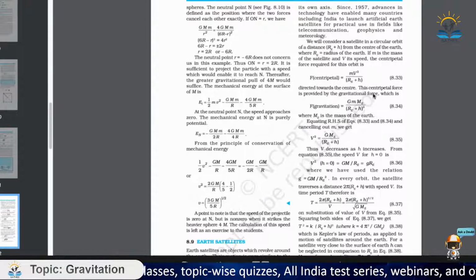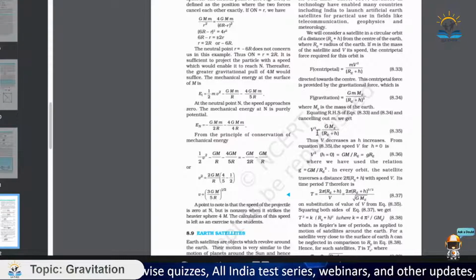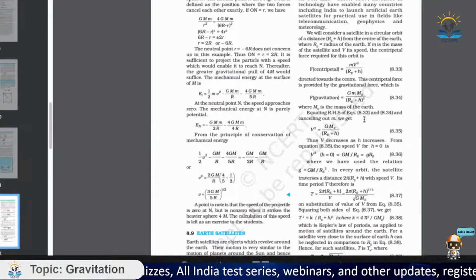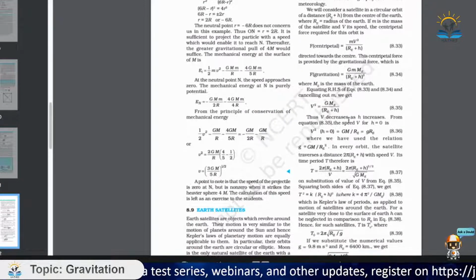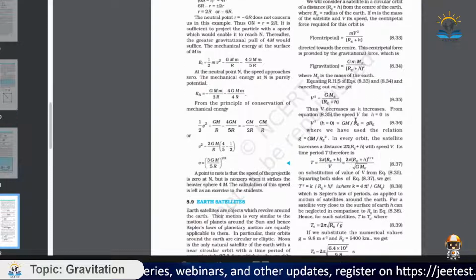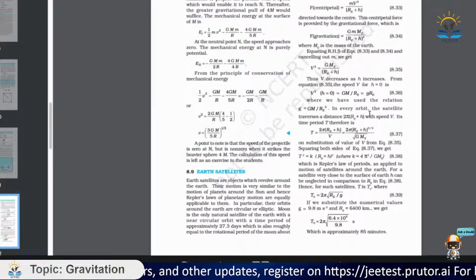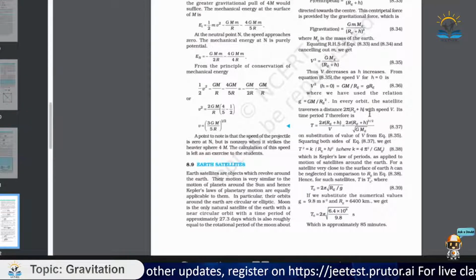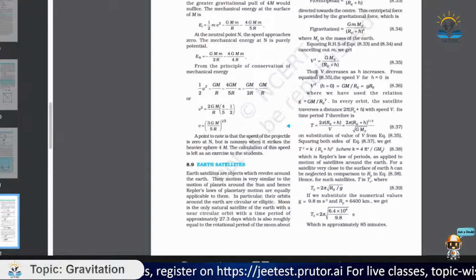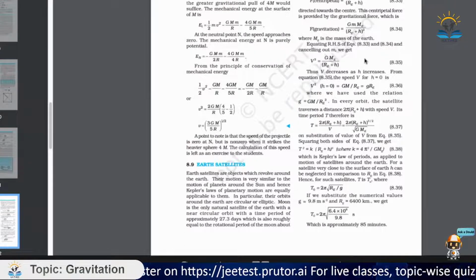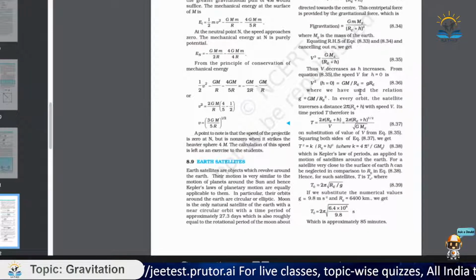Now if we equate these two, we get v square is equal to capital G mass of Earth upon radius of Earth plus h. So the orbital velocity of a satellite revolving around the Earth can be written as v is equal to root of capital G Me upon Re plus h.